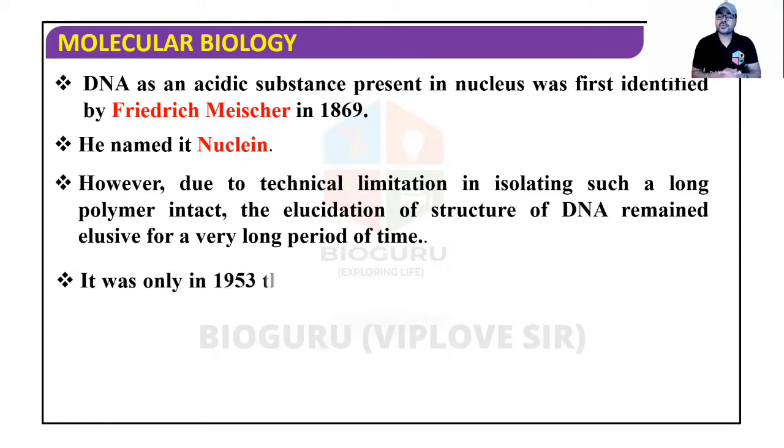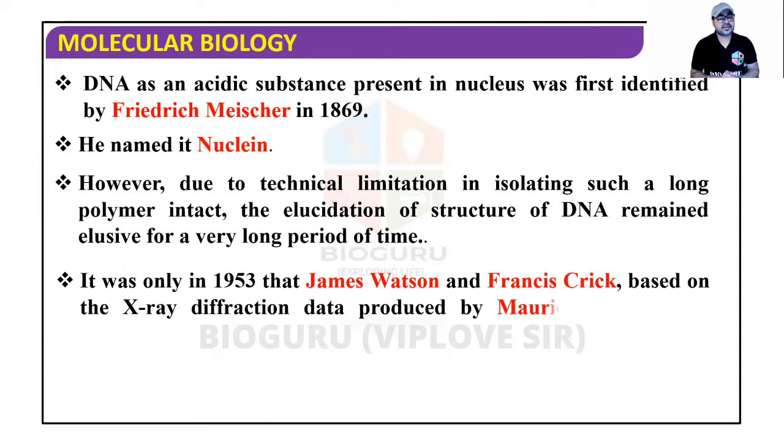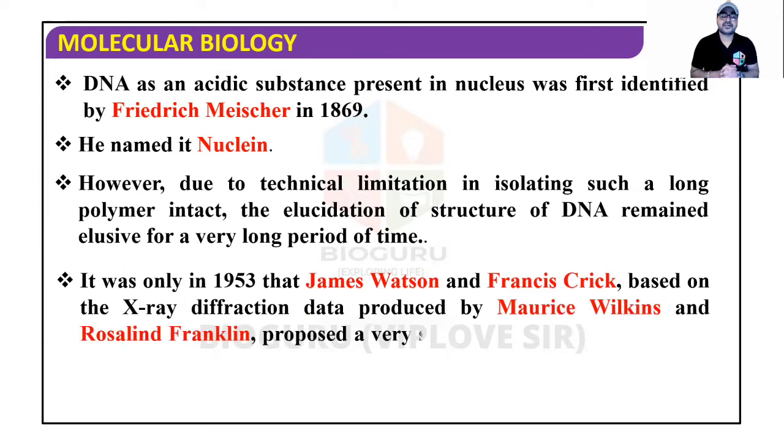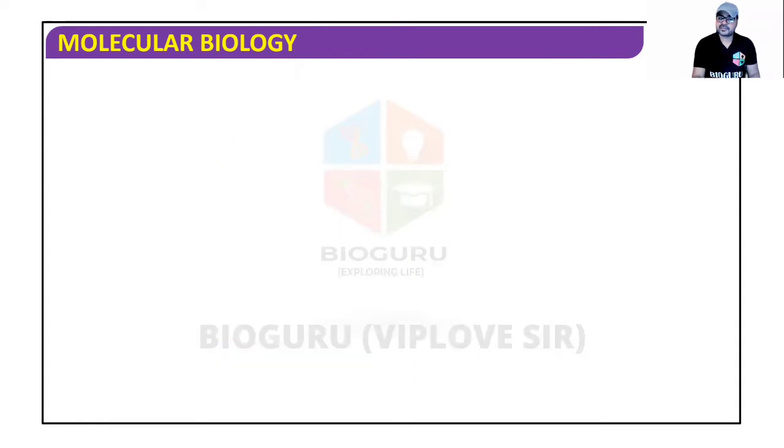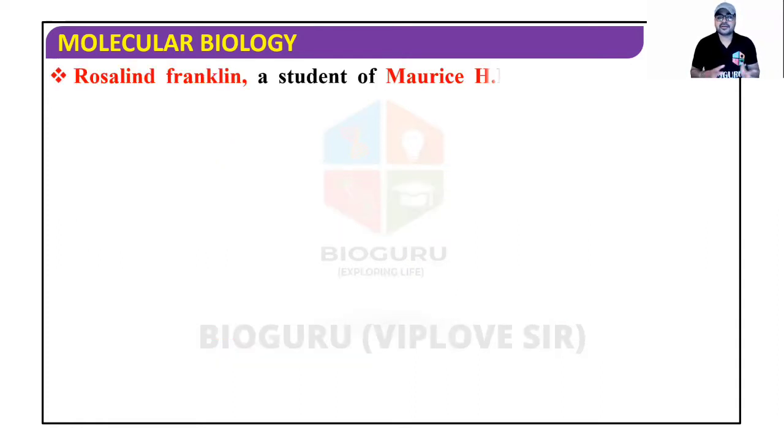So it was only in 1953 that James Watson and Francis Crick, based on the X-ray diffraction data produced by Maurice Wilkins and Rosalind Franklin, proposed a very simple but famous double helix model for the structure of DNA. And the double helical structure of DNA you know very well, but I will explain it in detail.